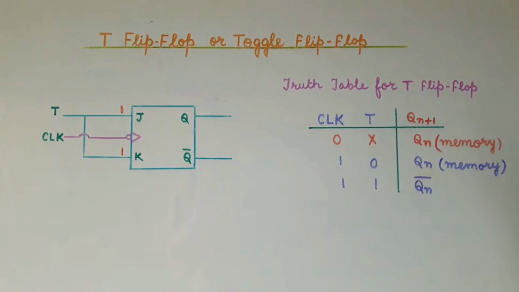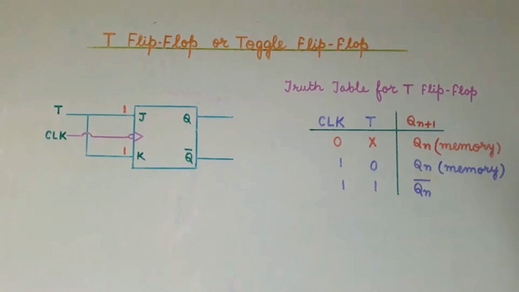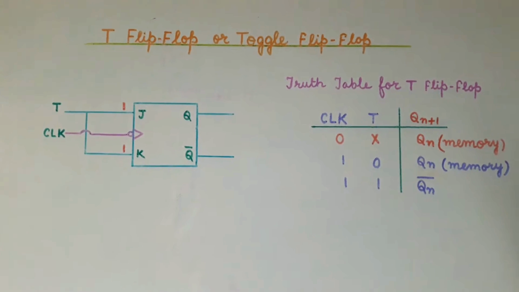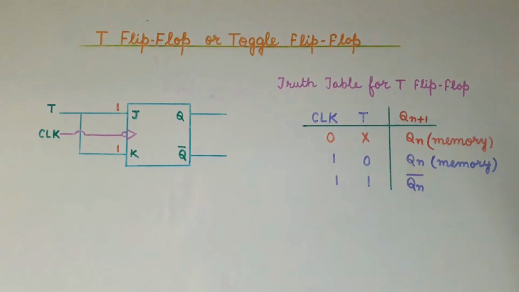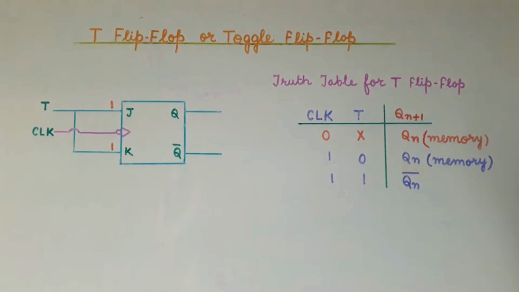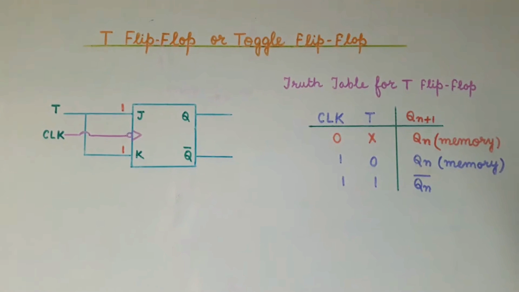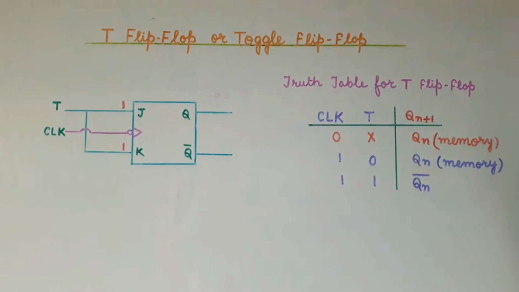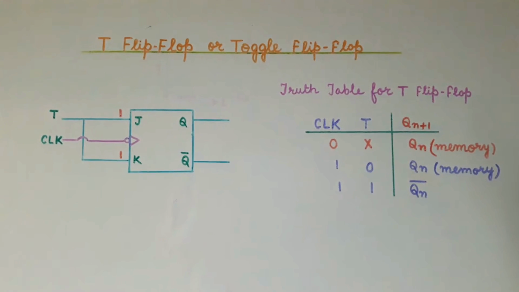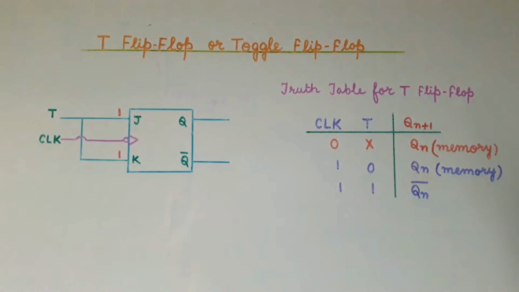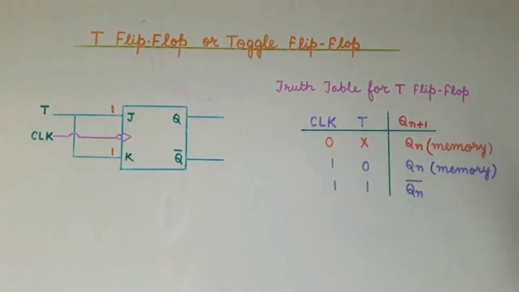Toggling is the control change of output from 0 to 1 and from 1 to 0, which we completed in the last presentation. Now suppose we only want the toggling action. In that case, we will use a flip-flop which we call a T flip-flop. This T here stands for toggle. So for this purpose, we will use a JK flip-flop to obtain the T flip-flop, just like we used SR flip-flop to obtain D flip-flop.